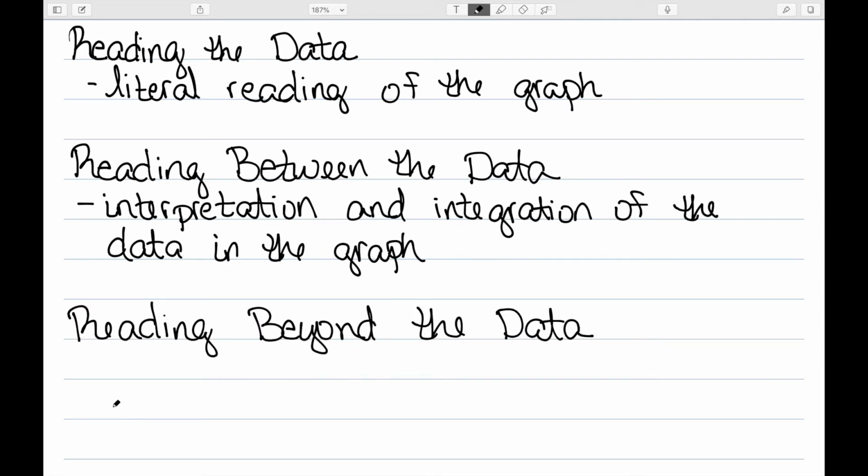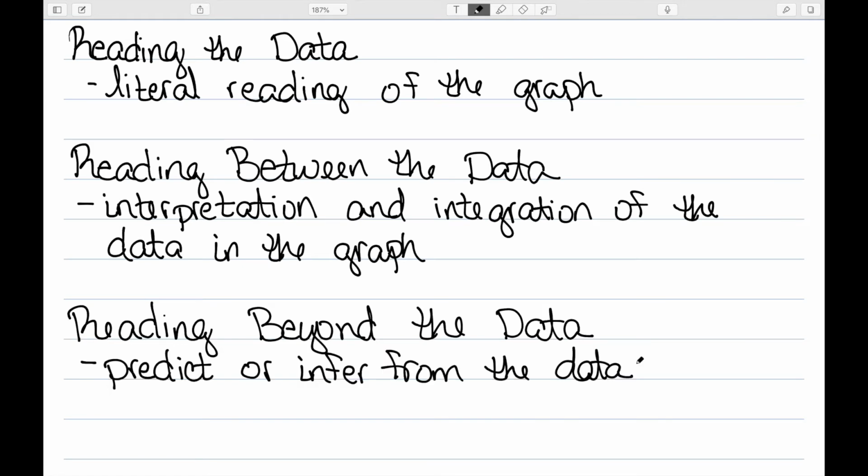The final level is reading beyond the data. This final level of comprehension requires the reader to predict or infer from the data by using existing knowledge and knowledge developed from reading the data and reading between the data for information that's neither explicitly nor implicitly stated in the graph. So let's do an example of all three of these types of questions.